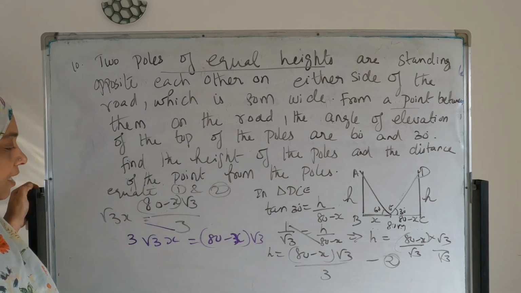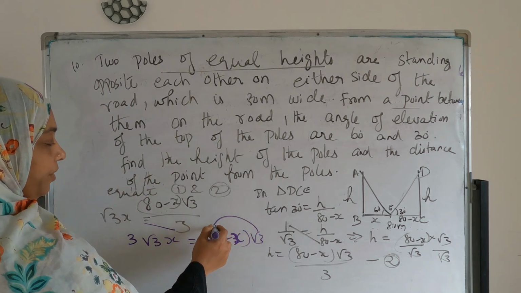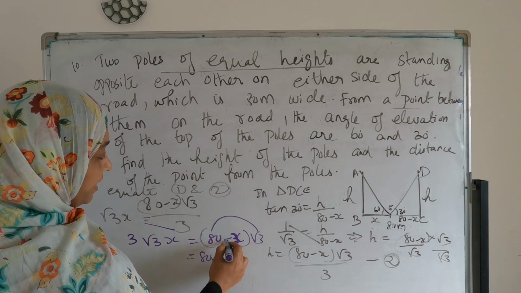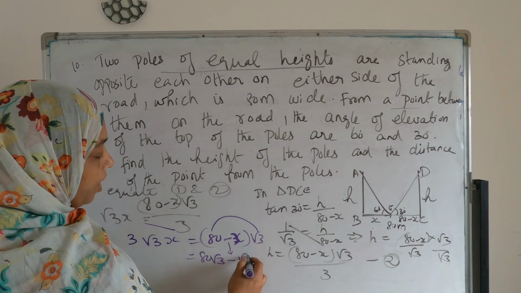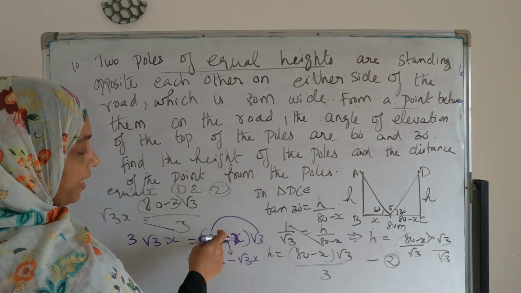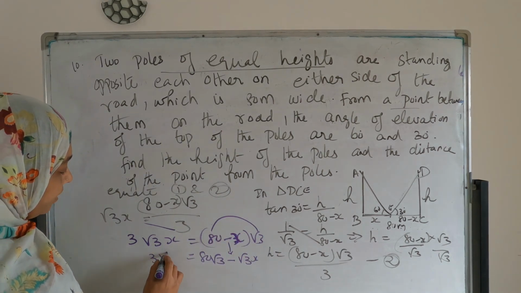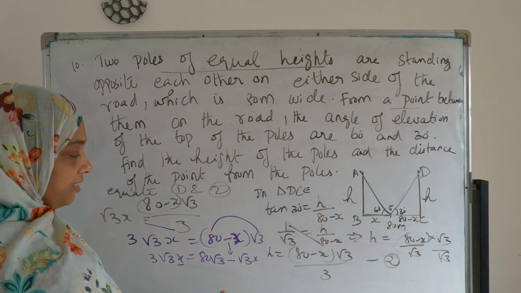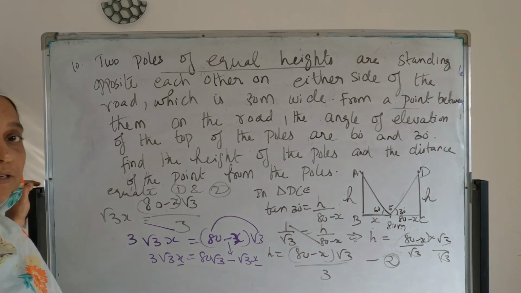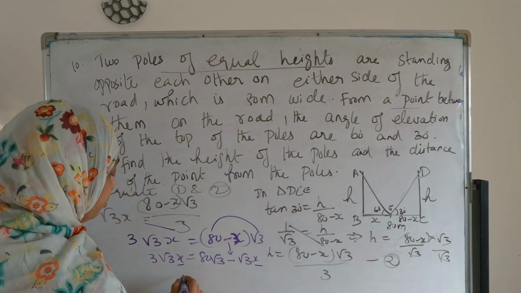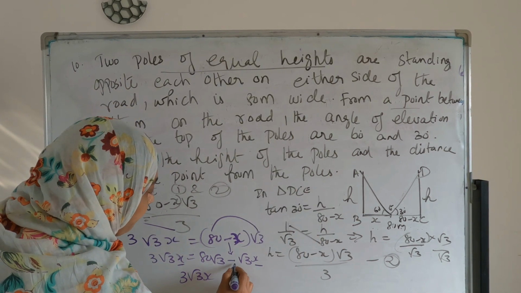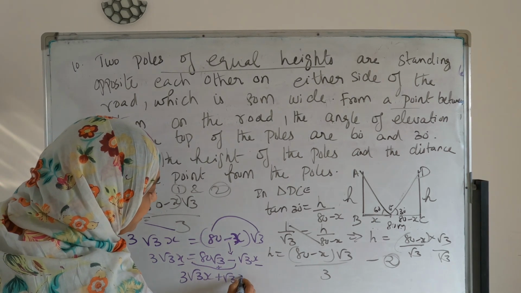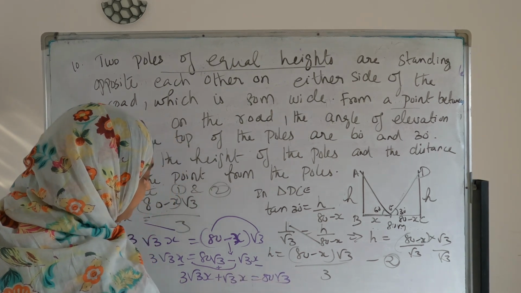Now distribute this root 3. Root 3 into 80 is 80 root 3. This minus root 3 into x is root 3x. Distribution is given here and here. And 3 root 3x. Where are the like terms? This is also x, this is also x. So we bring like terms to one side. So 3 root 3x, the minus moving this side becomes plus. So plus root 3x equals 80 root 3.